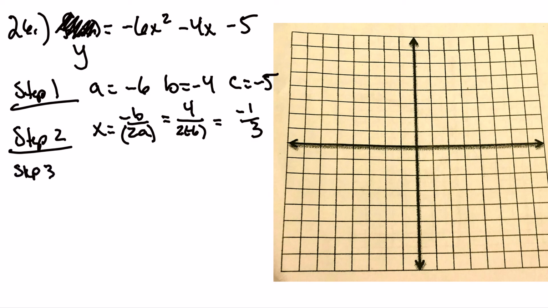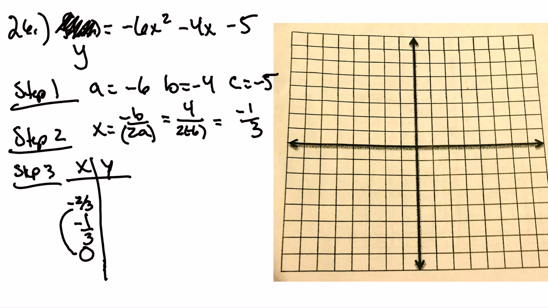Step 3 says you're going to make this XY chart. Negative 1/3 is in the middle. Now, I don't want anything hard, so I'm going to put 0 here. 0 is 1/3 away from negative 1/3, so if I got bigger by 1/3, I have to get smaller by 1/3, so I'm going to use negative 2/3. It doesn't matter that negative 2/3 is messy, because I'm not going to plug in negative 2/3. I'm going to plug in 0. It's going to do the work for me.